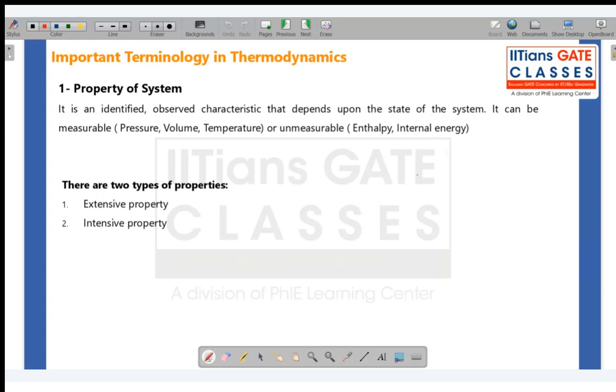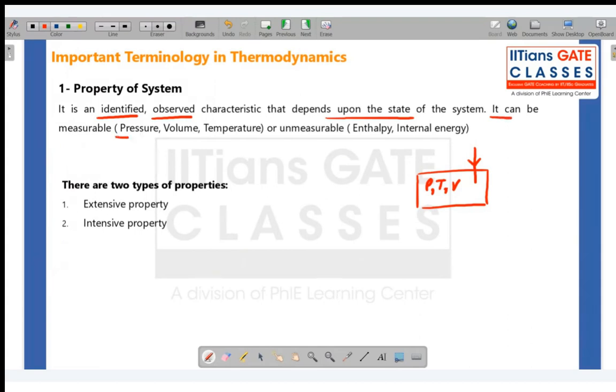And if I have a system, I have already told you what is my system. For example, I have a heat exchanger, or a compressor or a turbine. So what is the pressure in this system? What is the temperature? What is the volume? So these are characteristics. It is an identifiable, observable characteristic that depends upon the state of the system. Based upon how much energy you are giving, how much mass is entering, these characteristics are going to depend on that.